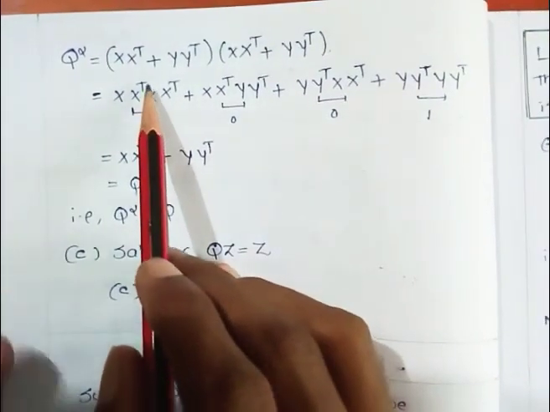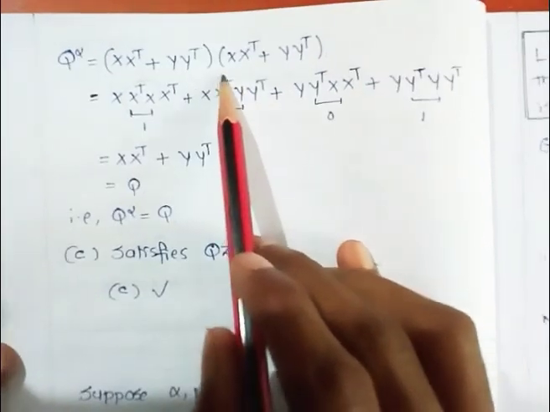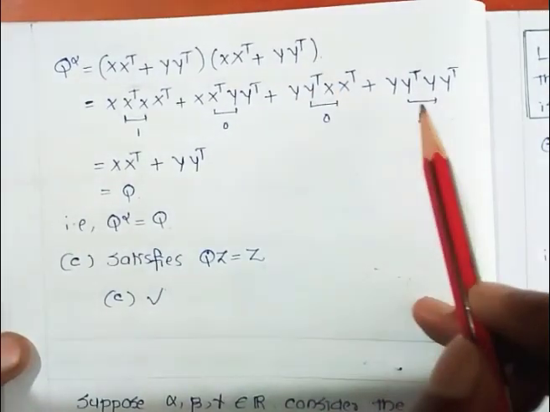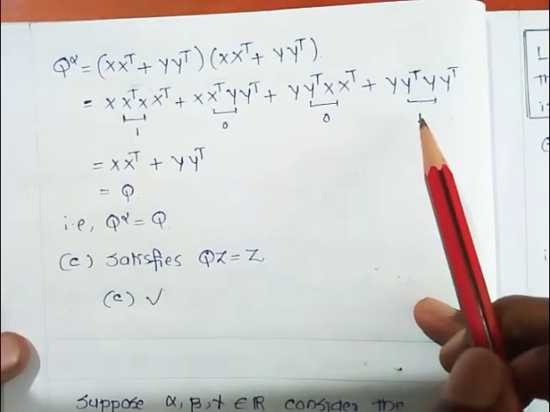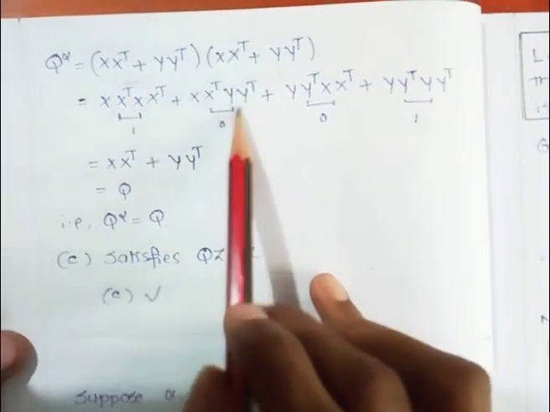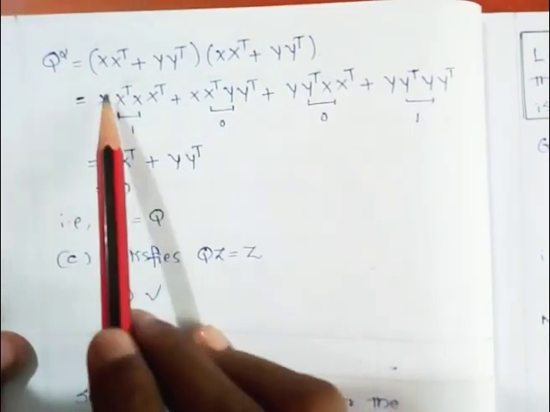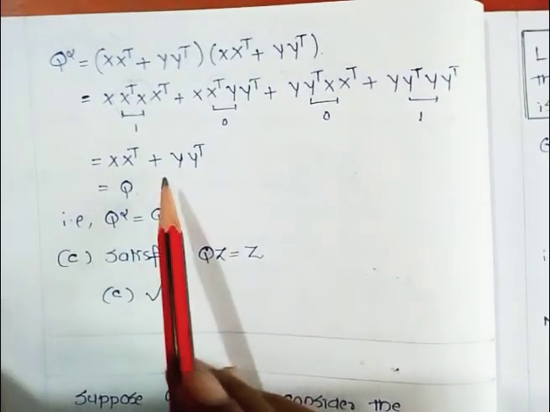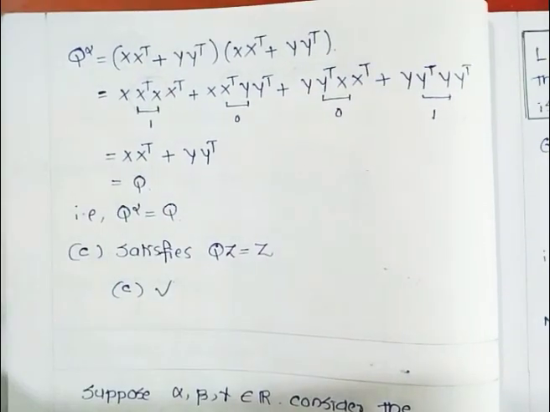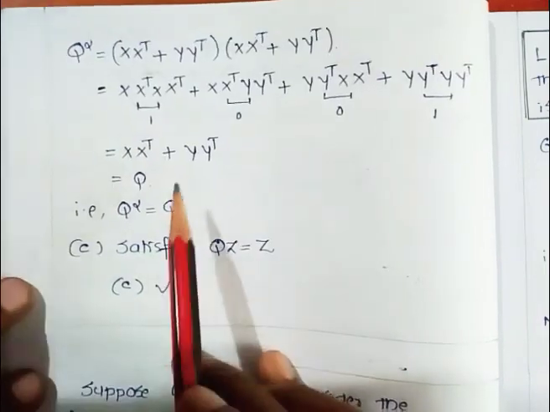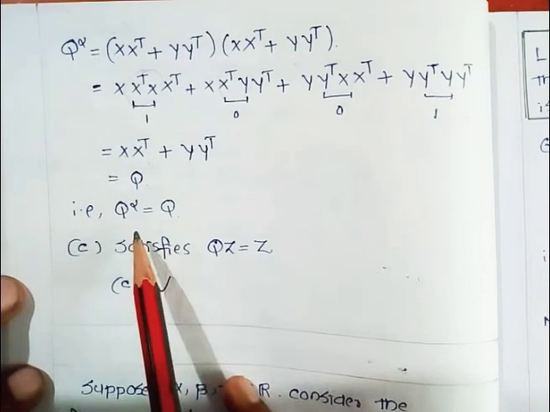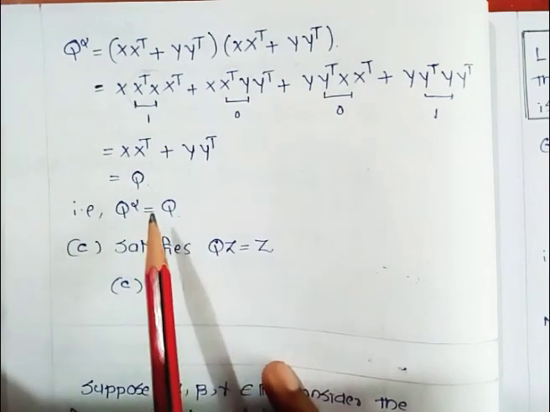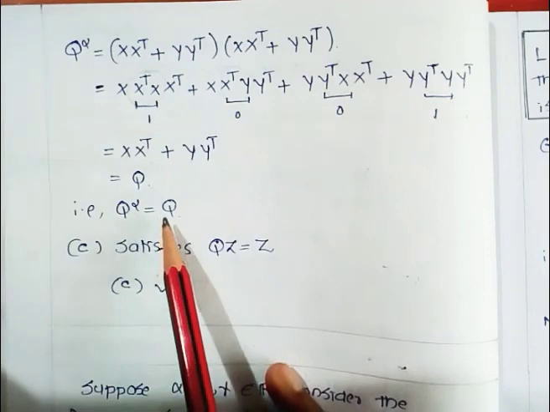So here this term X transpose X becomes 1 and X transpose into Y becomes 0. And Y transpose into X becomes 0 and Y transpose into Y also becomes 1. Therefore the second term and the third term will be 0, so the remaining terms are X transpose plus Y transpose. That is, Q square is equal to X transpose plus Y transpose, which is the definition of Q, therefore which is equal to Q. That is, we get Q square is equal to Q.